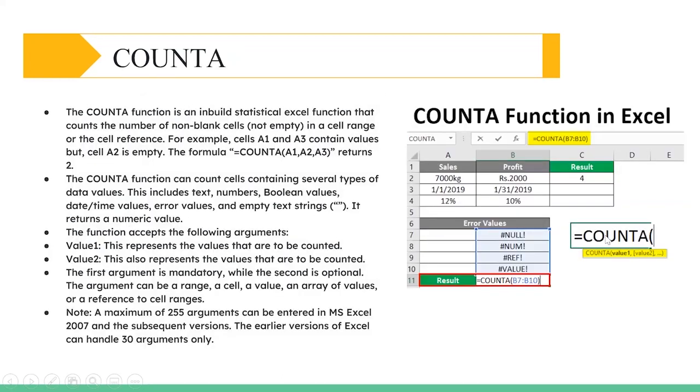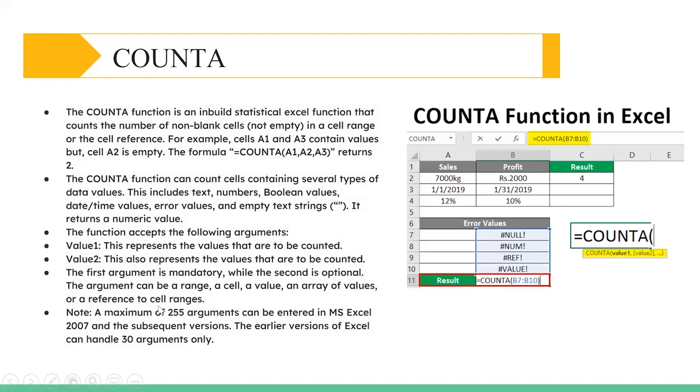The function accepts the following arguments: value 1, which represents the values that are to be counted; value 2, which also represents the values that are to be counted. So you can have multiple such arguments. For CountA, we have value 1, which is mandatory. Then you can have multiple values, which are optional. Everything in square brackets with three dots means you can put more such similar arguments.